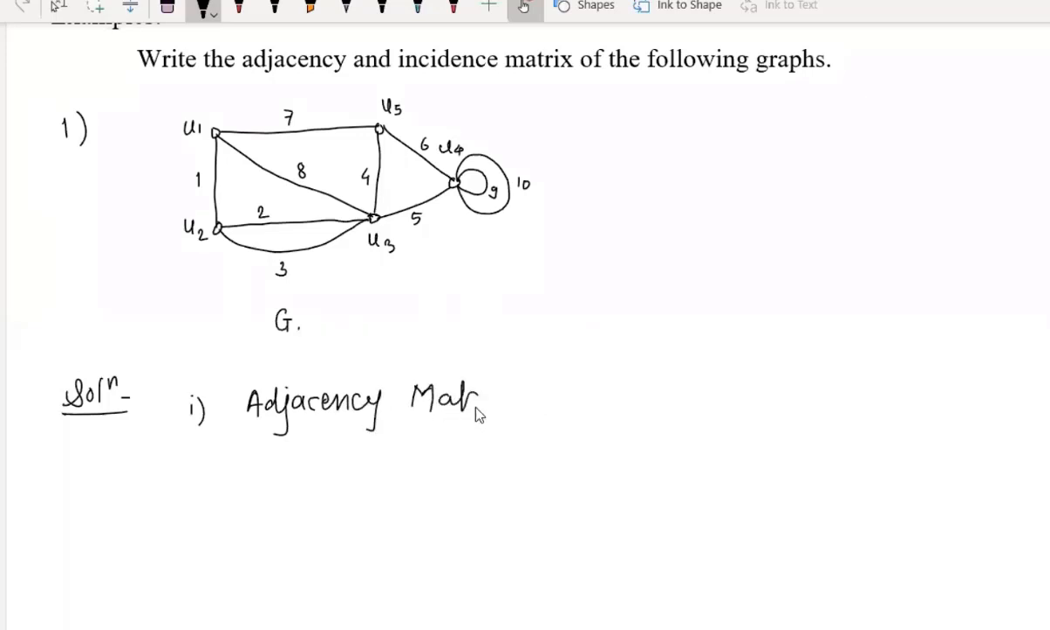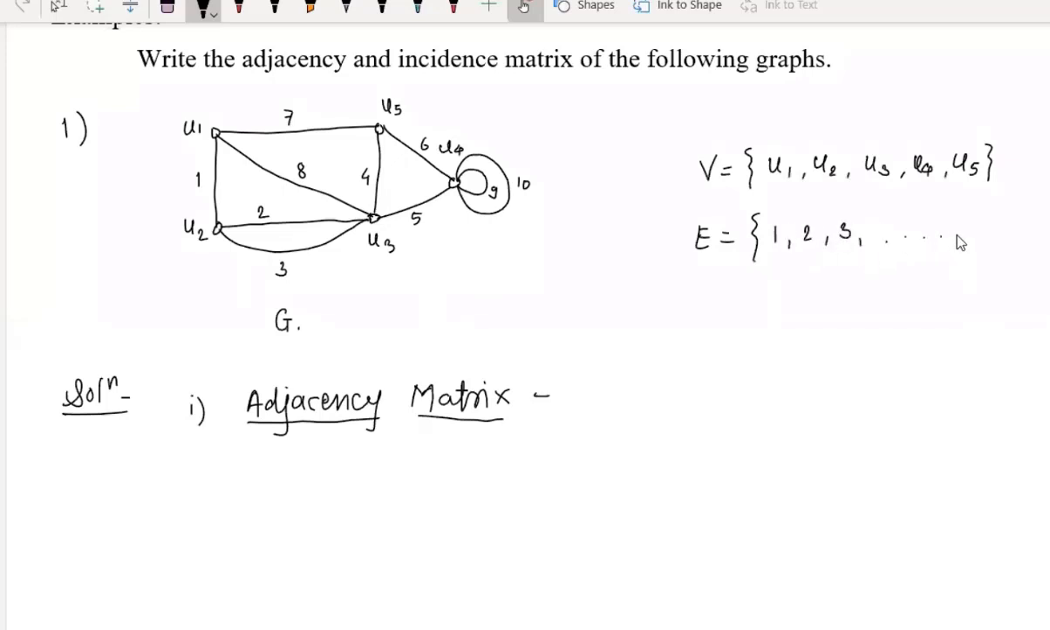Okay, so adjacency matrix, adjacencies exist between the two vertices. So the matrix is between vertex to vertex. How many vertices are there? So I'll write here the vertex set V is equal to U1, U2, U3, U4 and U5. 5 vertices are there, and the number of edges are 10, 1, 2, 3, up to 10. 10 edges are there in this graph.